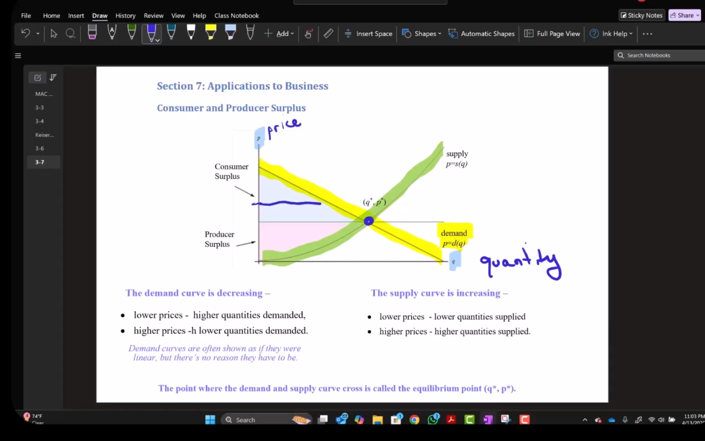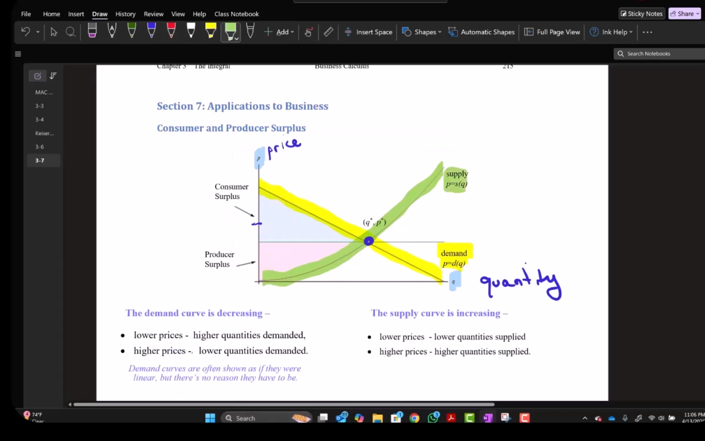So let's say this is our price. If I follow this over and down, this is my quantity. If I choose a bigger price, my quantity is smaller. The lower the price, the higher the quantity demanded. And the higher the price, the lower the quantities demanded.